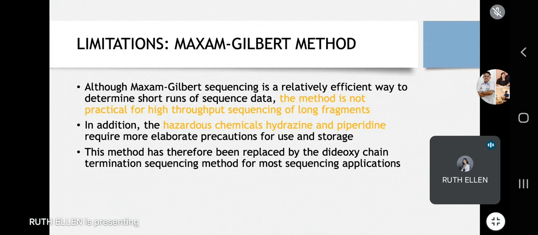Okay, so discuss natin si Sanger method. Before that, wala na bang questions kay Maxam-Gilbert method? Nakuha ba? Class, any questions? Wala po. Okay.